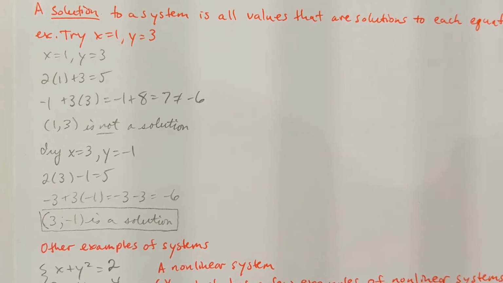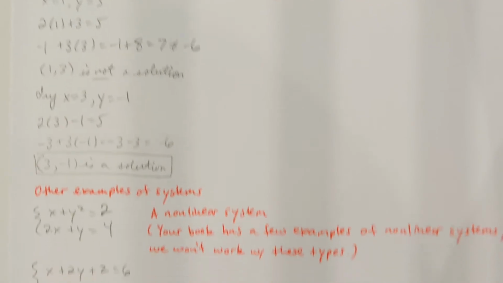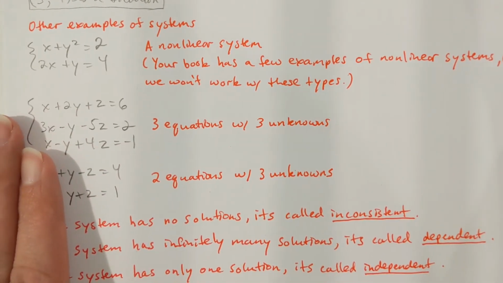Now, obviously, we don't want to be guessing and checking. We want to be using some sophisticated methods here for solving. But I'm just using guessing and checking at the moment to get the idea across of what a solution is. Here's some other examples of some systems.